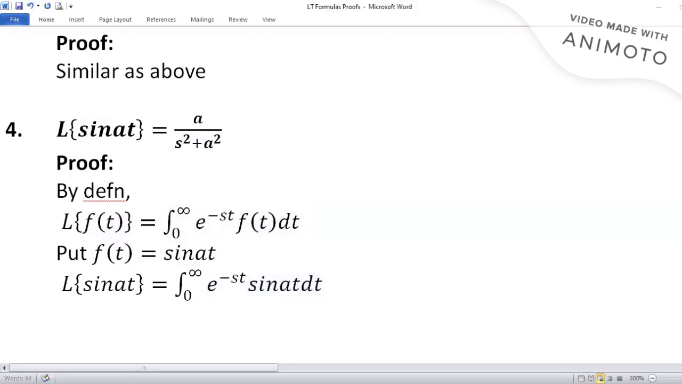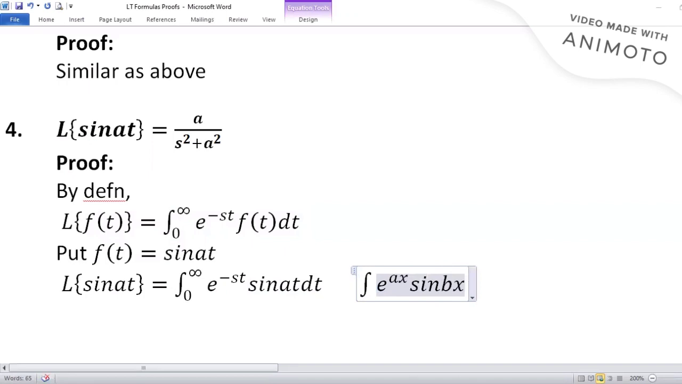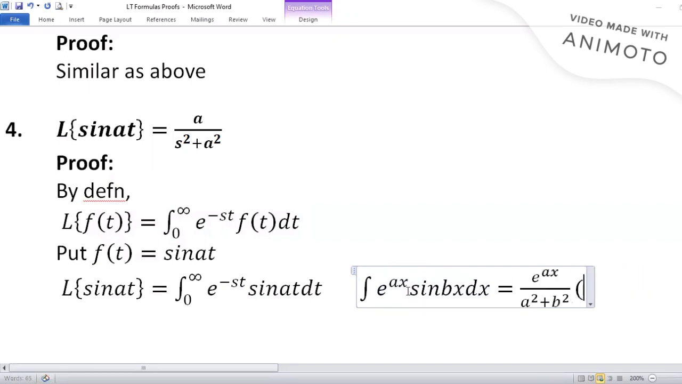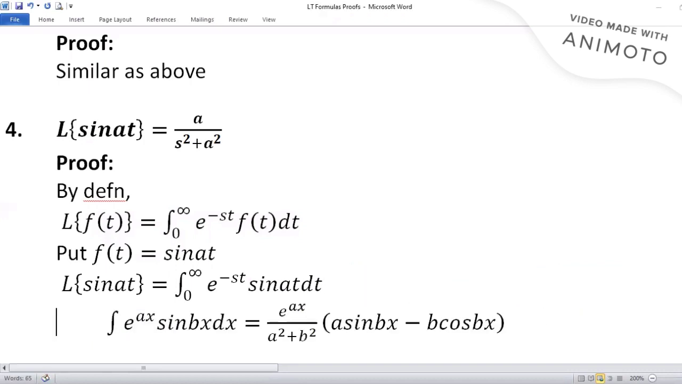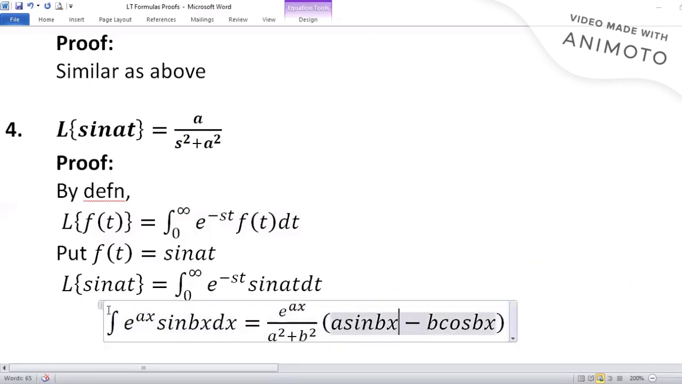Now, how are we going to integrate it? There is an integration formula of such a term. Integration of e raised to ax sin bx dx is equal to e raised to ax upon a square plus b square, then in the bracket, a sin bx minus b cos bx. So this is the integration formula. I'll highlight it.